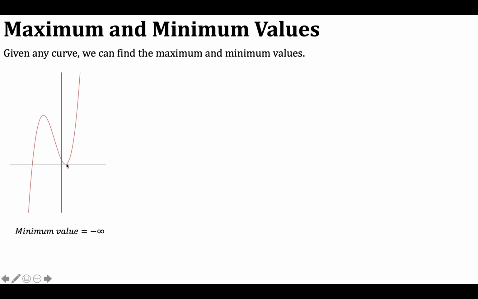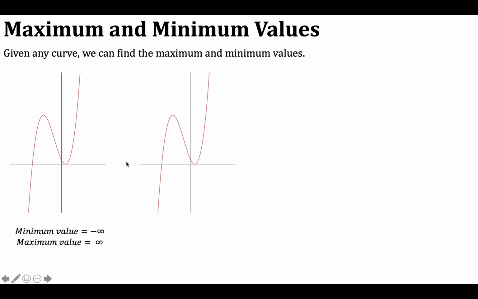Now, after this turning point, I said that the graph was increasing, and that will basically go on forever. So the maximum value of that curve is positive infinity. Now, I didn't have any bounds on this. I basically found the maximum and minimum values for x between negative infinity and positive infinity.